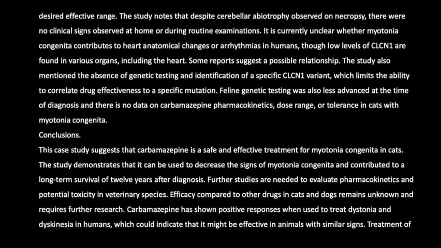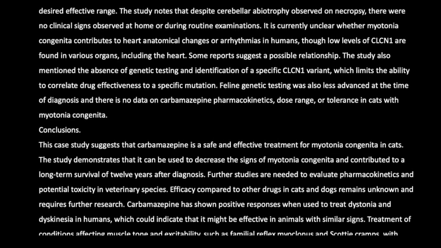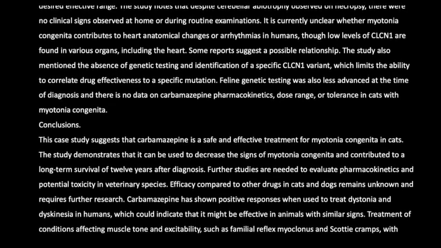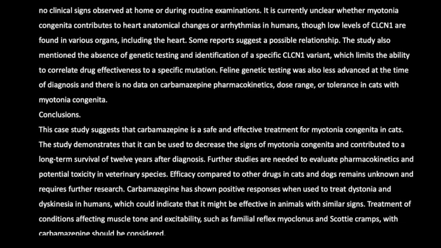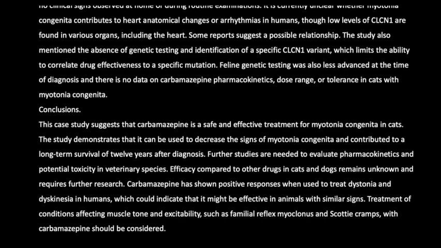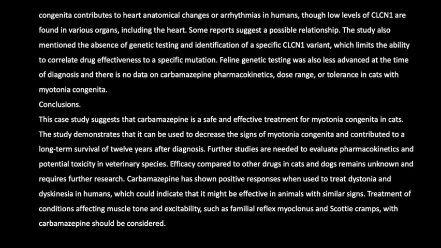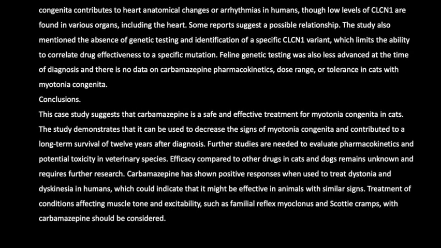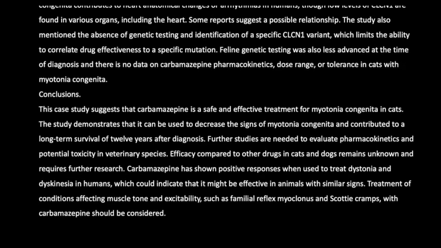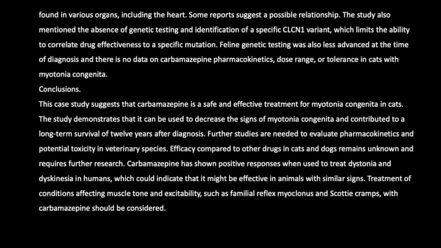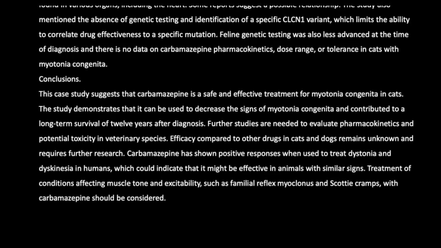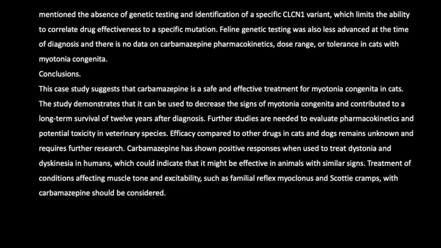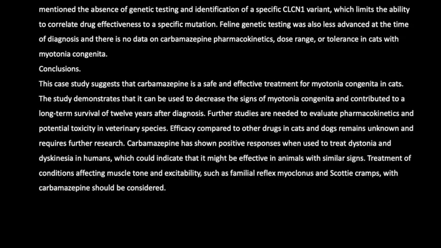Conclusions. This case study suggests that carbamazepine is a safe and effective treatment for myotonia congenita in cats. The study demonstrates that it can be used to decrease the signs of myotonia congenita and contributed to a long-term survival of 12 years after diagnosis. Further studies are needed to evaluate pharmacokinetics and potential toxicity in veterinary species. Efficacy compared to other drugs in cats and dogs remains unknown and requires further research.